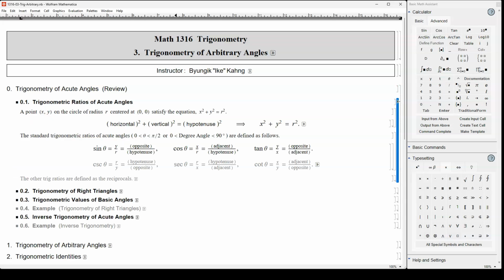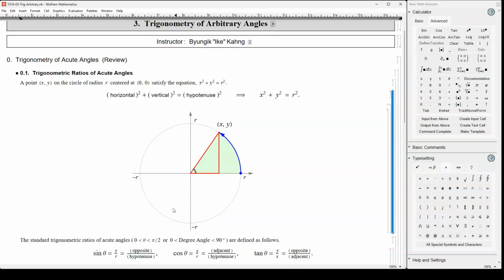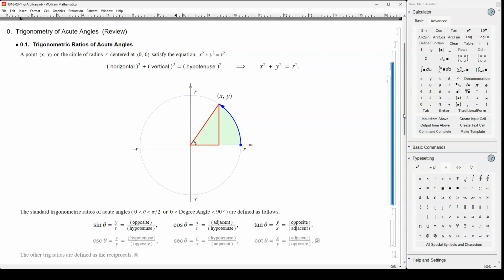And every acute angle can be inscribed into a right triangle. So the trigonometry of acute angles is basically the trigonometry of right triangles. As you can see, any angle can be inscribed as a part of the right triangle, and that right triangle can be strategically positioned like this. The angle in question is always at the origin, and the right angle is always at the x-axis. Remember that? And then, thanks to the Pythagorean theorem, we have x squared plus y squared equals r squared.